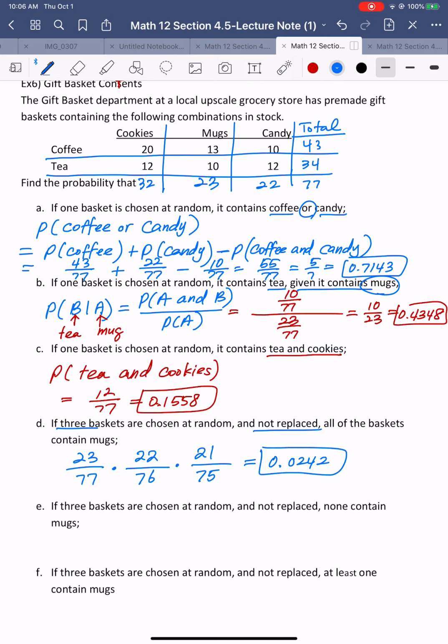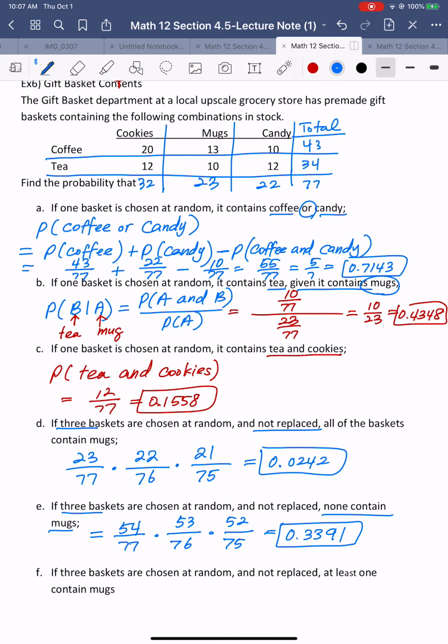E: if three baskets are chosen at random, not replaced, none of them contain a mug. 23 baskets have a mug, so subtract from 77, which is 54 baskets that don't have a mug. Same thing, 76 and now 53, because you're choosing three baskets, then 75 and 52. It comes out as 0.3391.